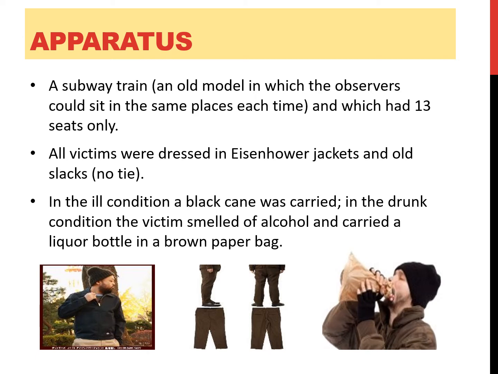And then for the ill condition, the sick one, they carried a black cane. And then the drunk one would smell of alcohol, and he would carry a liquor bottle in a brown paper bag, like the one in that picture. Okay, so the appearance of the ill is totally different from the drunk.